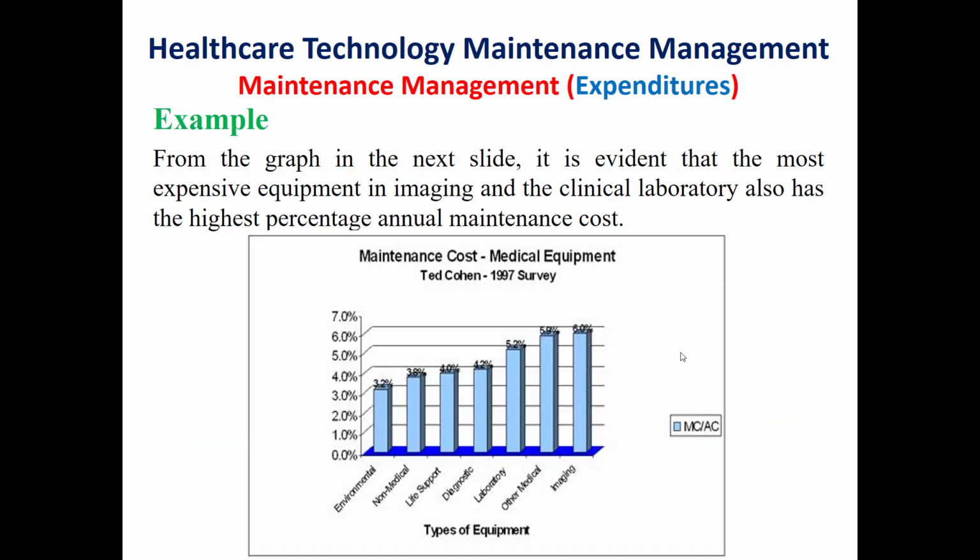If we see in this diagram, which was from a 1997 survey, we can see that the cost of service ratio for the imaging medical devices is the highest, by comparison to the other medical devices, which are around 6%.